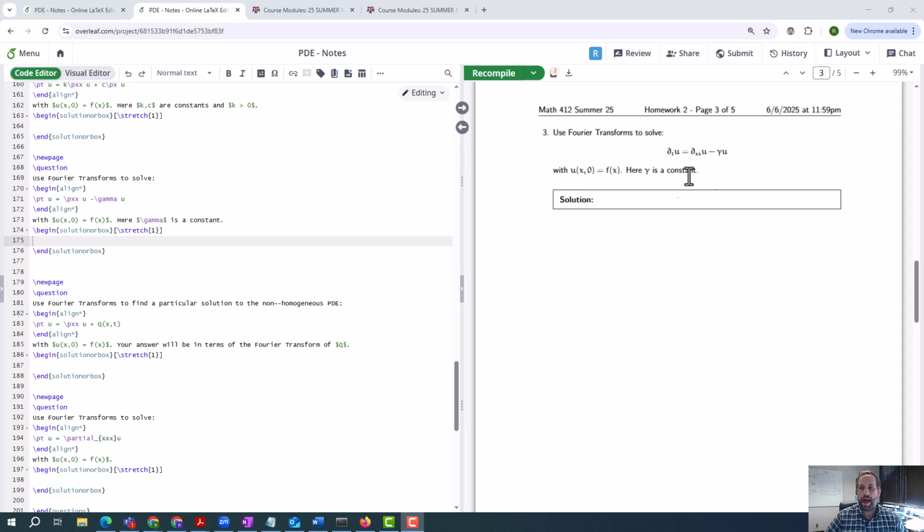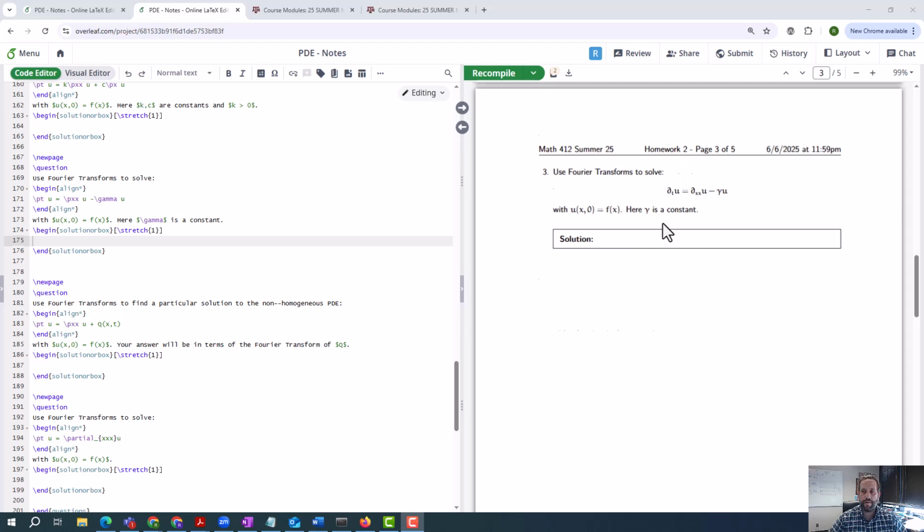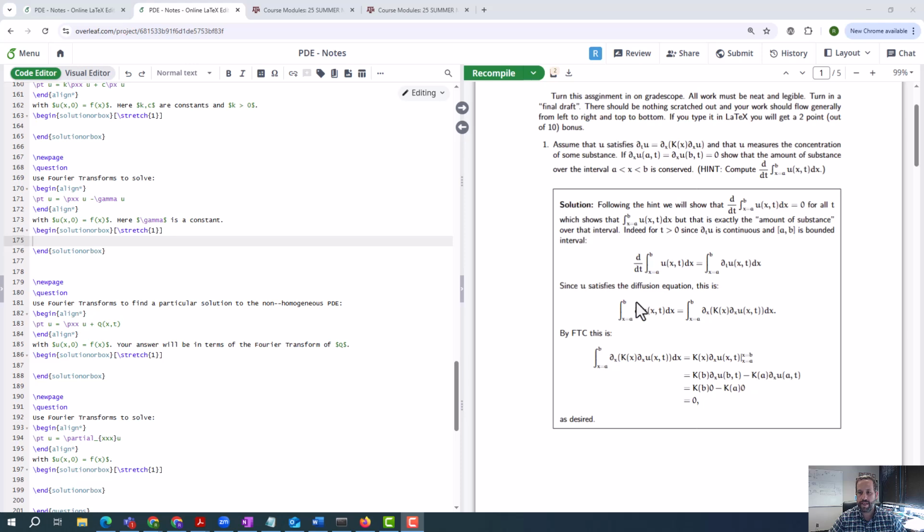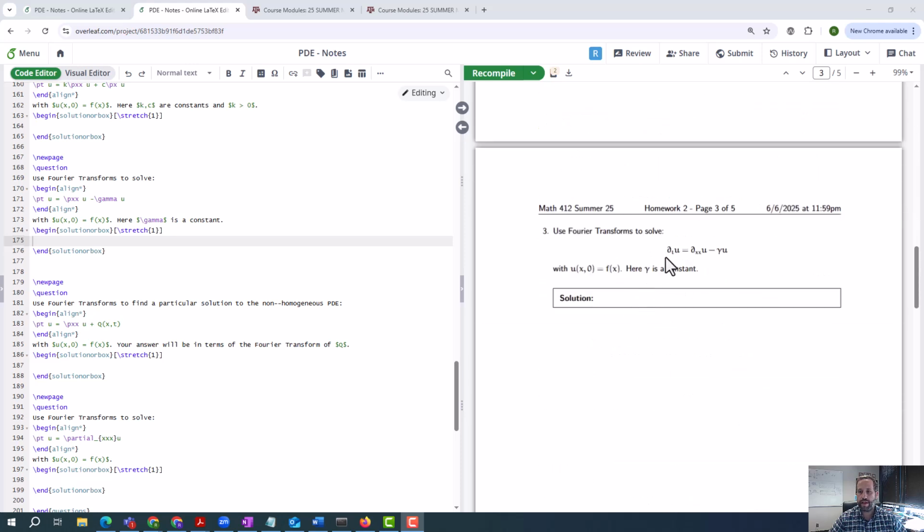This isn't part of the question here, but notice if we were to try to do the same thing that we did up here, if we compute the t integral, we're going to get this integral right here. This part is going to be equal to 0, but we're going to be left with minus this gamma integral part, and that part is not going to be equal to 0 unless the concentration of u is 0, which wouldn't make any sense.